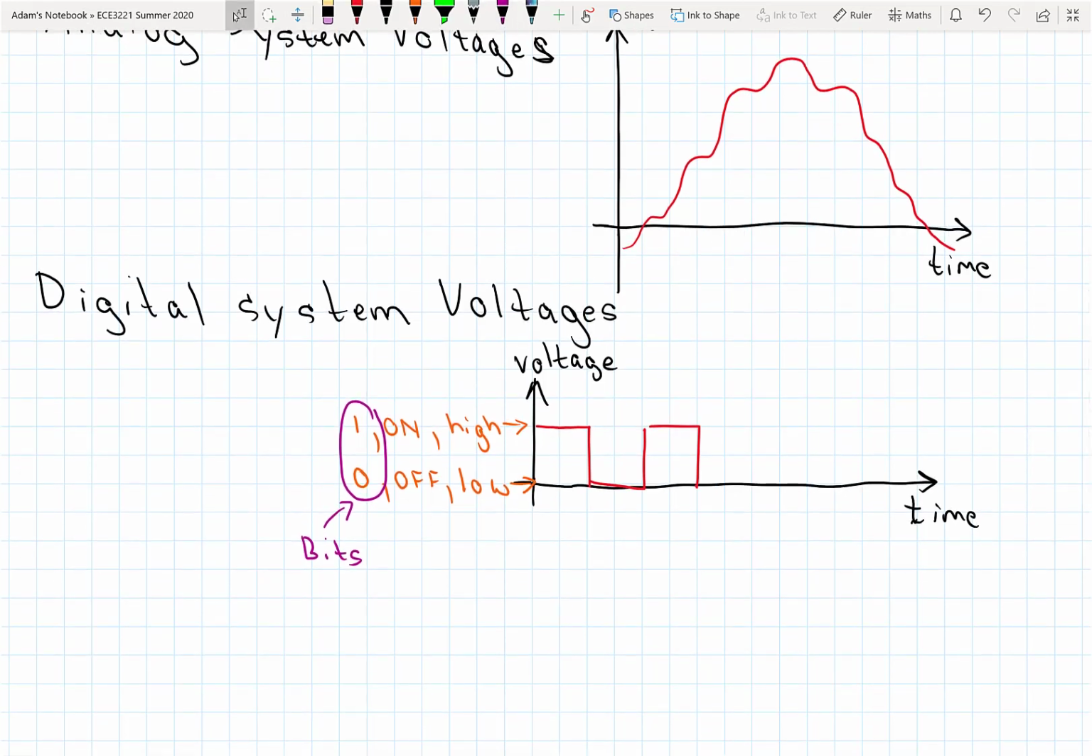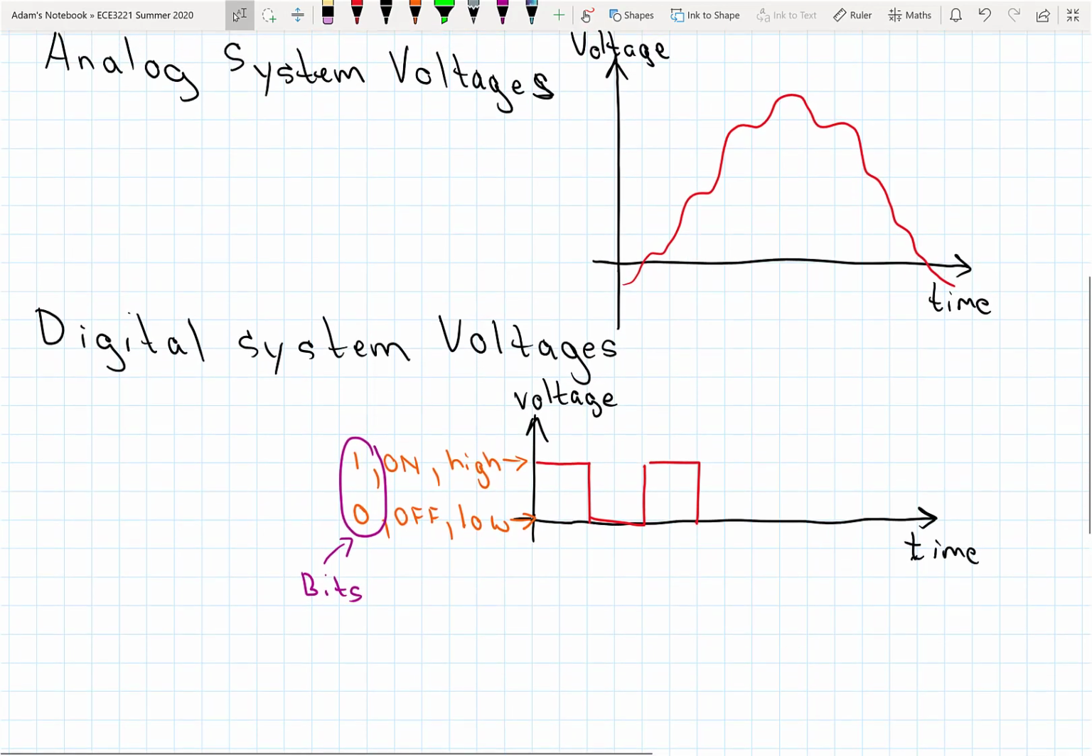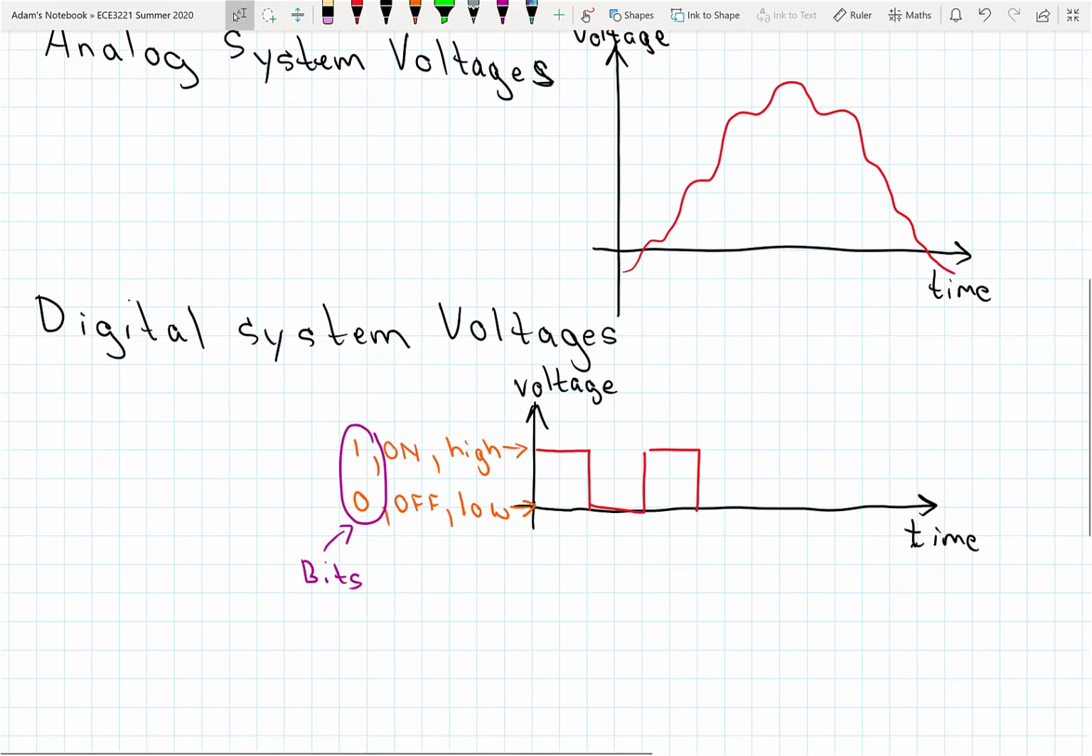Now we're going to see that as we concatenate more and more bits together, we can represent more and more steps in our digital system, more and more resolution, more different quantities, and that's often what is done in digital systems. By having numerous bits to represent a value, we can get a more precise representation of an analog value with a digital system.